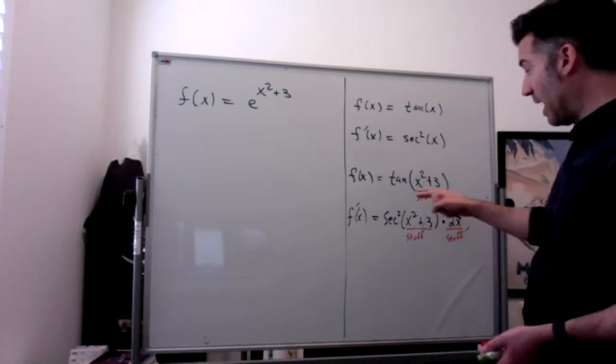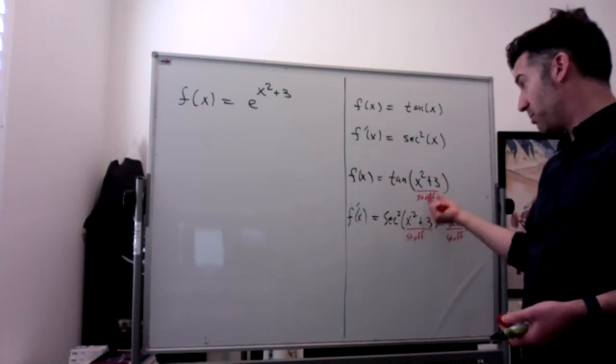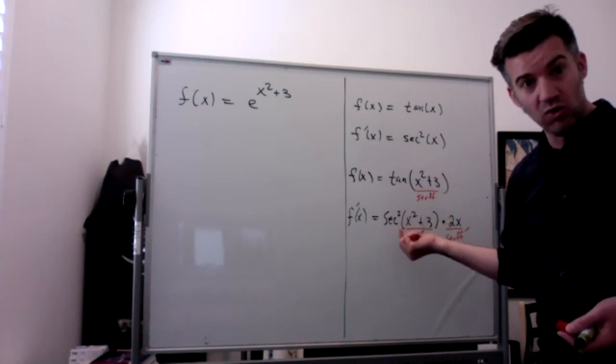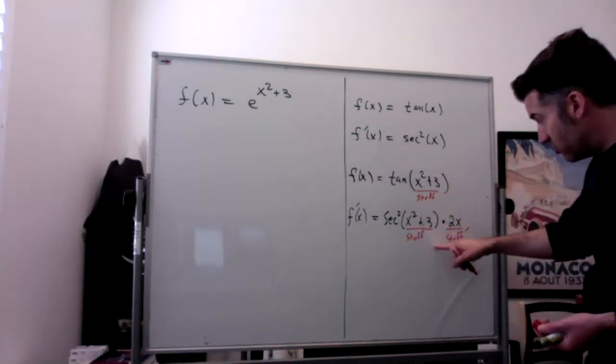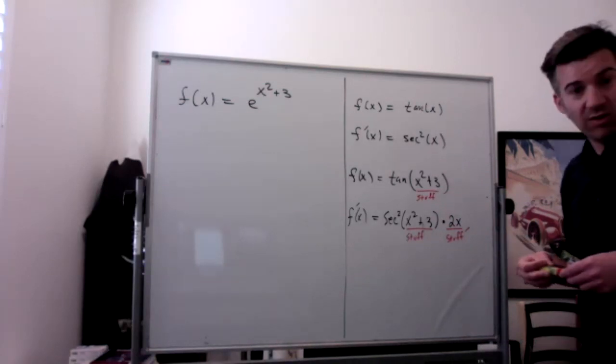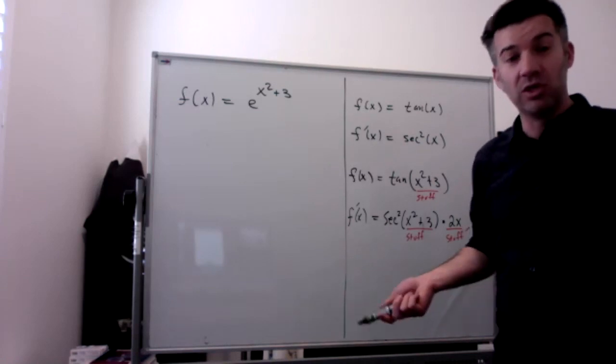You take the derivative of the outer function. The outer function here is tangent. Its derivative is secant squared. But the inside, the u or the g of x, as some people call it, stays the same. And then we multiply by the derivative of the inside. That's our chain rule. And it works literally for any function you know how to take the derivative of.